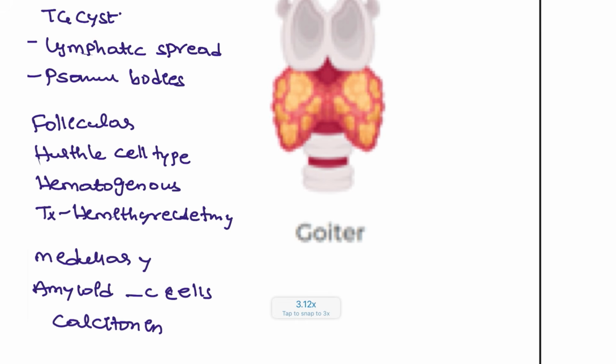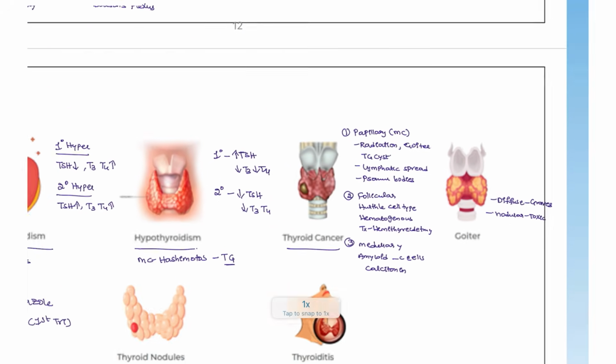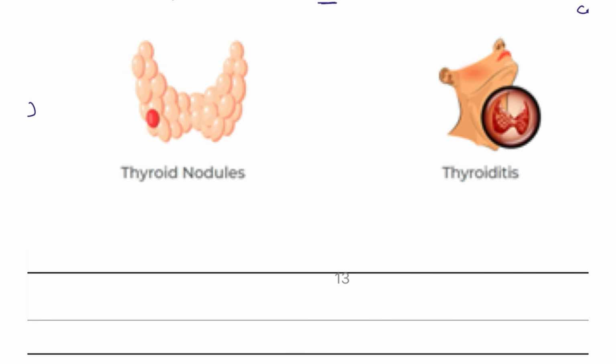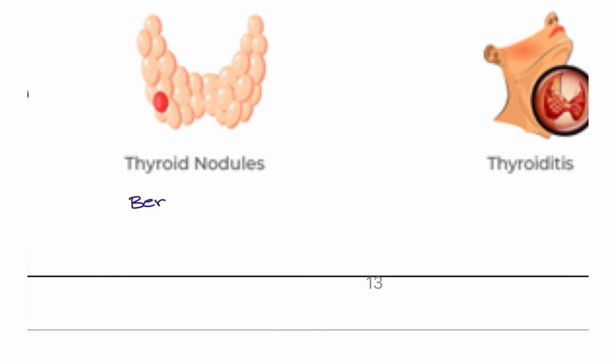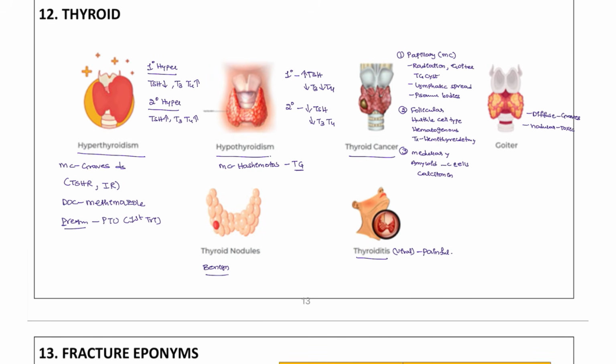Next, goiter. Goiter can be diffuse. Diffuse is seen with Graves disease. Okay, nodular. In the nodular type, it is considered a toxic goiter. Next, thyroid nodules. Here you can see these are thyroid nodules, which can be benign also. Okay, benign conditions. Next, thyroiditis, which is due to a virus, and it is a painful condition. Right, this is the overview of the thyroid.